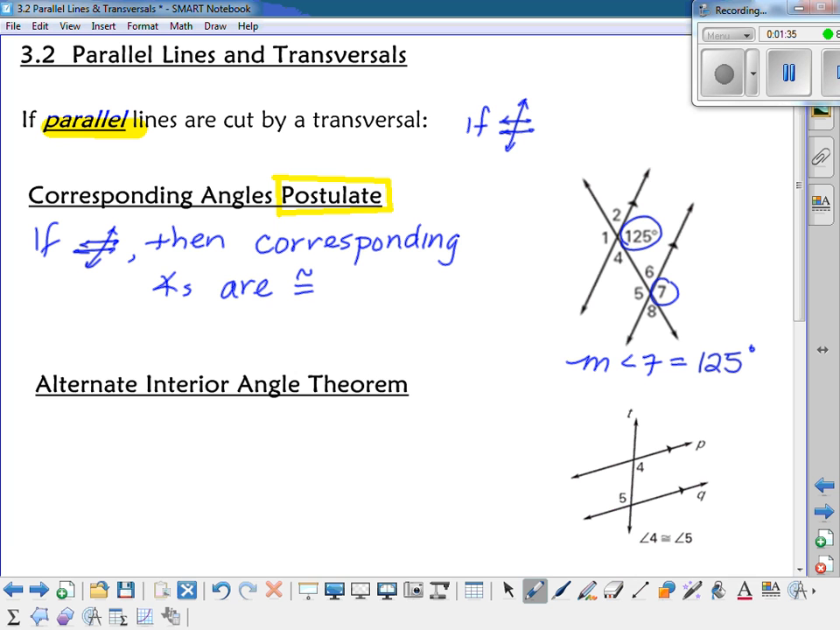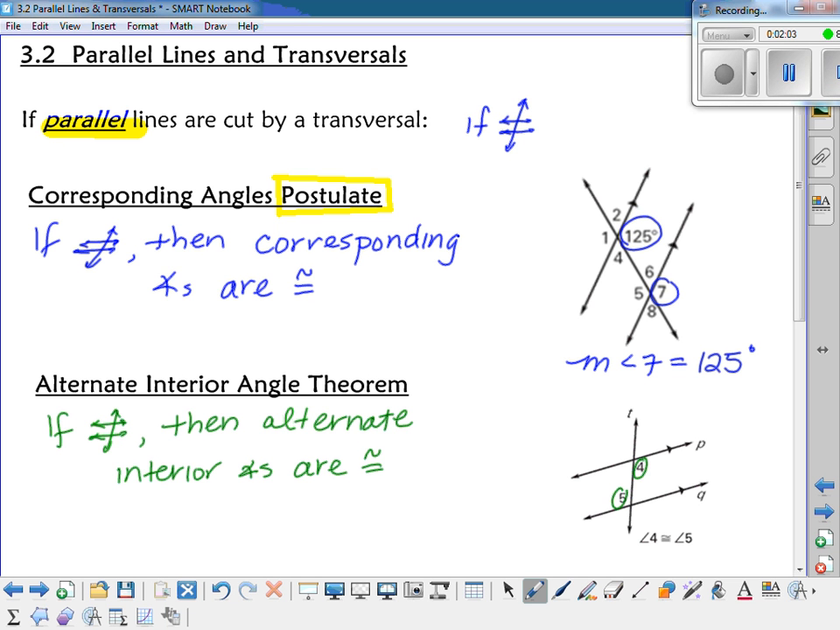The alternate interior angle theorem says that if parallel lines are cut by a transversal, then alternate interior angles are congruent. So in my figure here, angle 4 and angle 5 are alternate interior angles, and so I know that angle 4 is congruent to angle 5 by the alternate interior angle theorem.